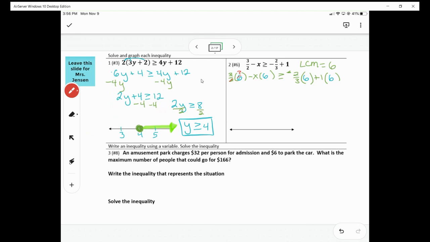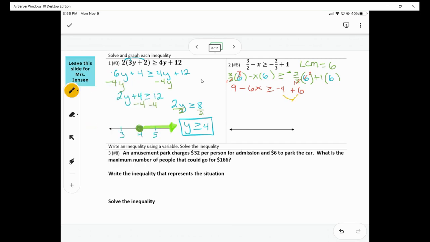6 over 2 is 3 over 1. So 3 halves times 6 is 9. Negative x times 6 is negative 6x. 6 over 3 is 2 over 1. So negative 2/3 times 6 is negative 4. And 1 times 6 is 6.